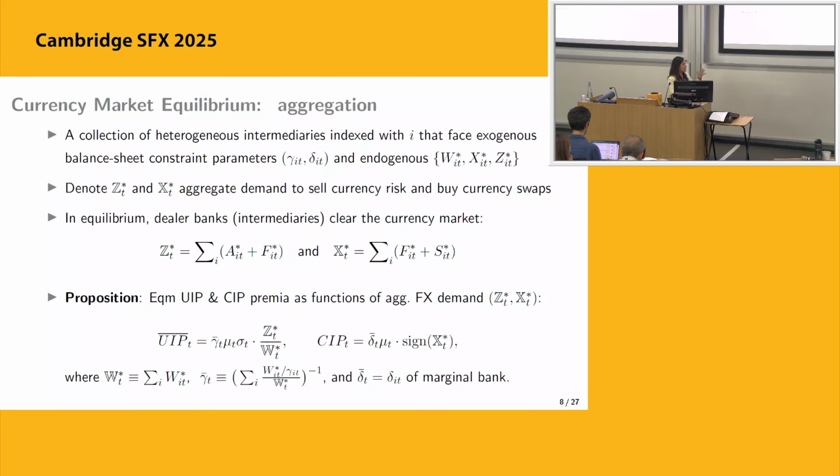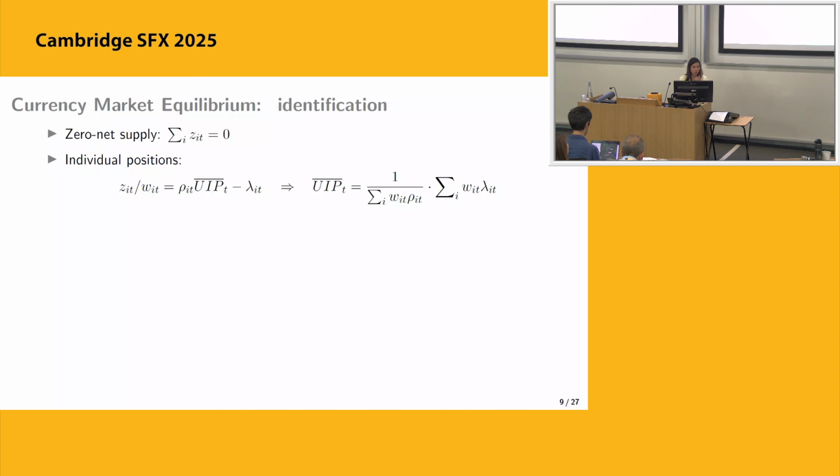Of course, here I was talking about supply and demand, but when we go to the data later, how can we know which agent is supplying, which agent is demanding currency? We don't. So let me show you how we think about the identification when it comes to the data. So the market for currency risk is a zero net supply market. So positions have to net out to zero.